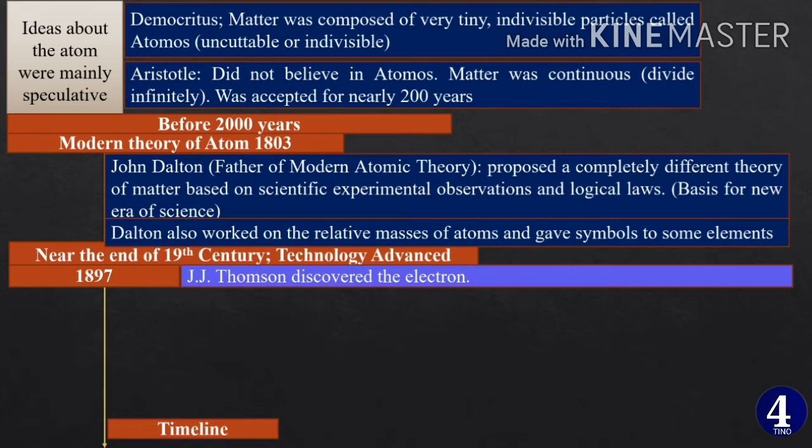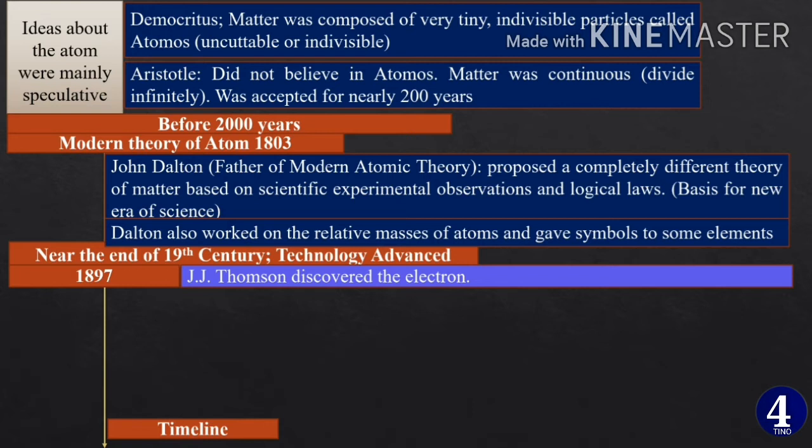Anyways, J.J. Thomson was the one who discovered electrons, the one who found that they are negatively charged. I will show you in the next video how he discovered electrons. So you have to see part two of this tutorial in order to understand how J.J. Thomson discovered the electron.